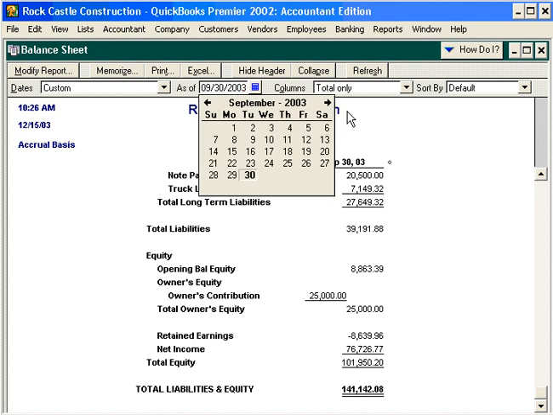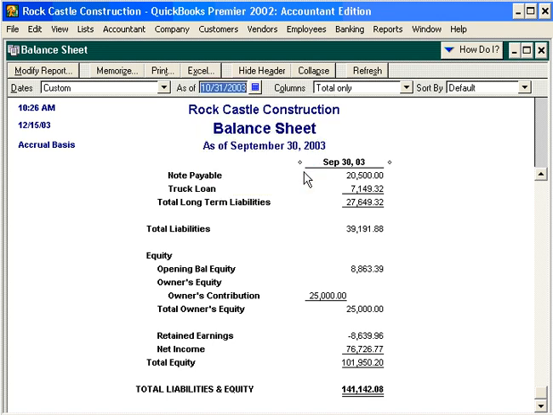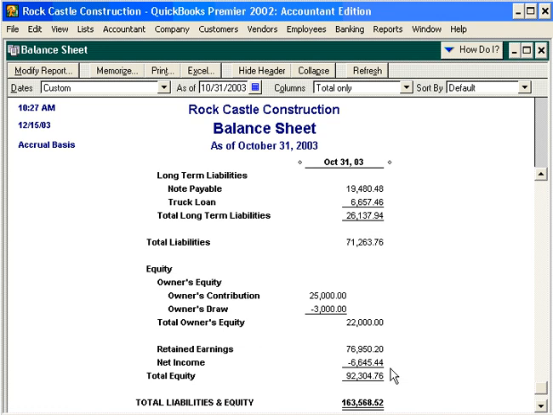Let's look at our balance sheet as of the first day of the year. Same number. See, we closed out that $76,000 number here into retained earnings. QuickBooks did this for us automatically.